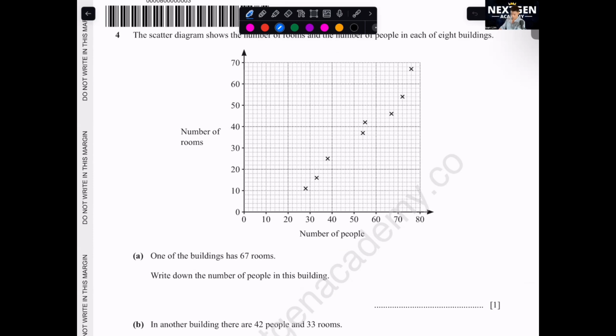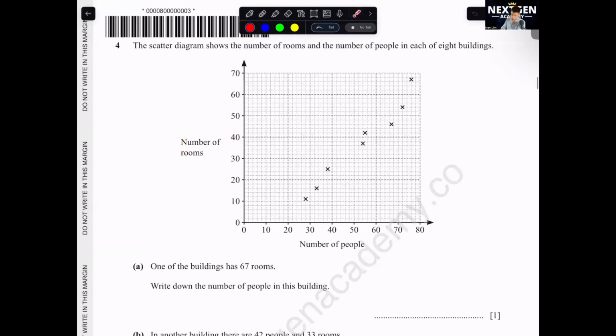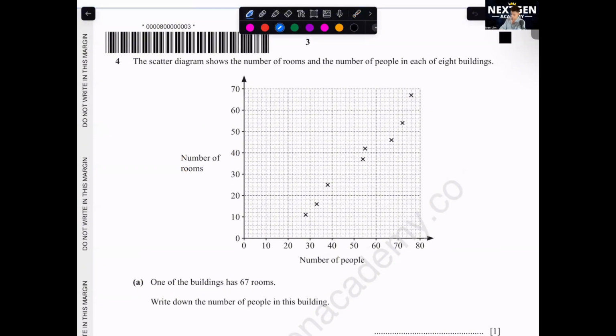Okay, number 4. One of the buildings has 67 rooms. Write down the number of people in this building. Okay, so number of rooms is your y-axis. 67. Okay, where is 67? One box here is equal to 2. So 67 will be this value here, right? Okay, let's put it here. I put it in red color. So what is this value? Okay, the value is 2 for each box.